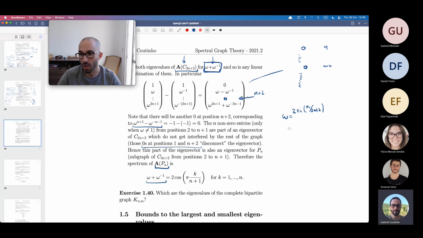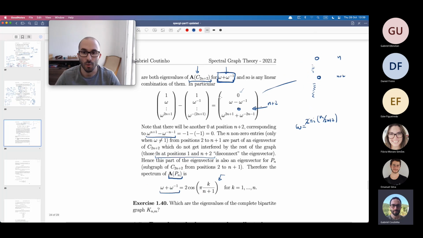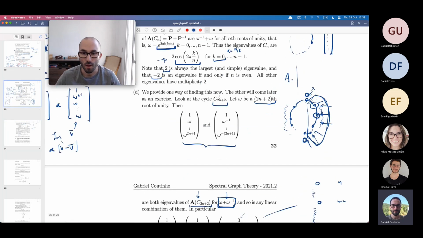All right, that's why the 2 cancels here, and you're summing with the conjugate, and this is what you get, 2 times this cosine. For k, of course, from 1 to n, because for k equals 0, you do not get the zeros appearing, right? So you are able to find the eigenvalues of the path by examining the eigenvalues of a bigger cycle, finding eigenvectors with 0 positions, disconnecting the bigger cycle, and seeing what you have. All right.